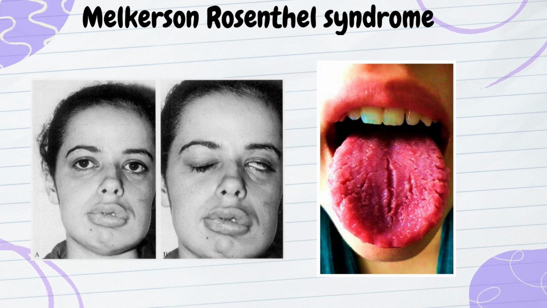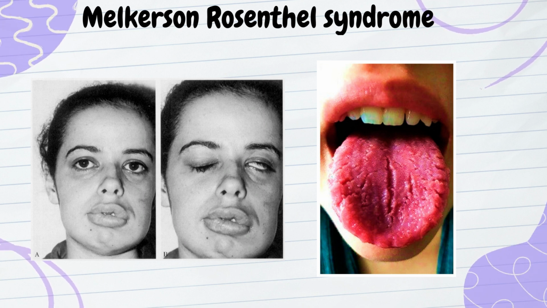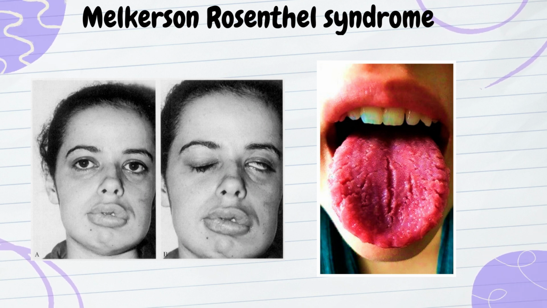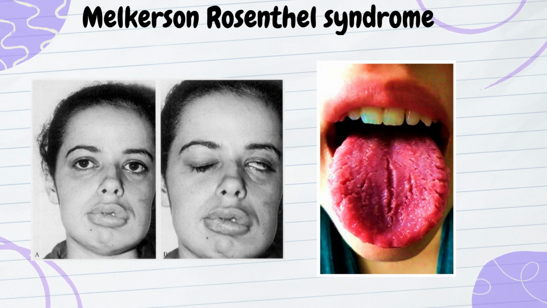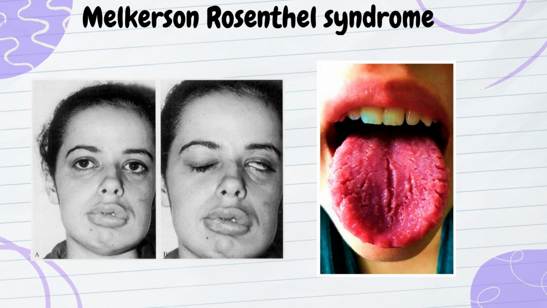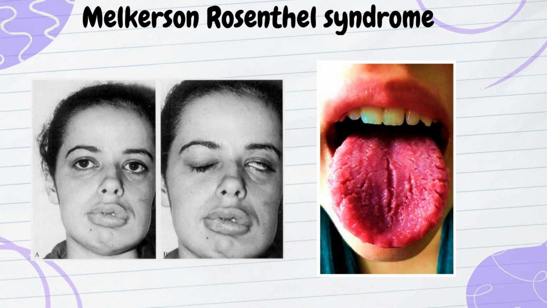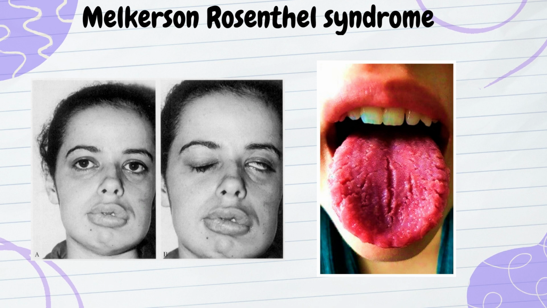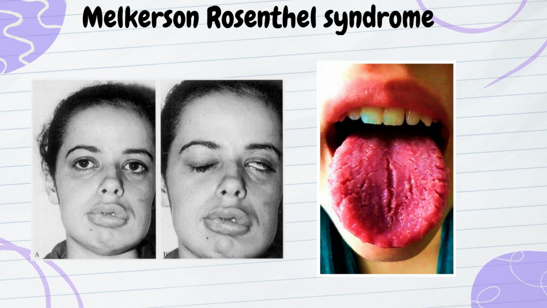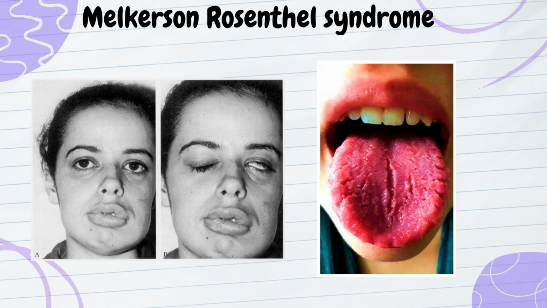Now what is Melkersson-Rosenthal syndrome? In this also you can see cheilitis granulomatosa, which we have already seen in Melkersson syndrome. But we have some add-ons on this. Now it includes Melkersson syndrome, that is cheilitis granulomatosa. You can appreciate in this picture she's having bigger lips, and if she has bigger lips, then yes, she'll also have cheilitis.